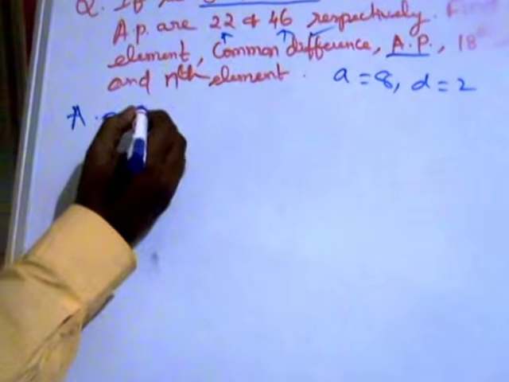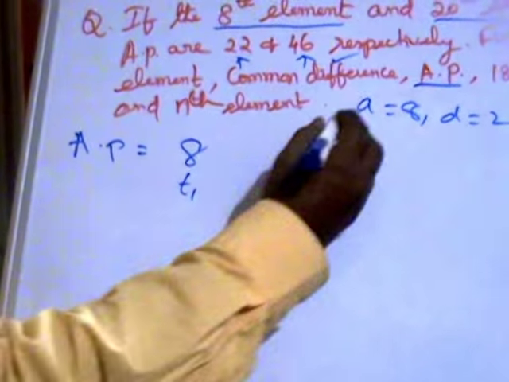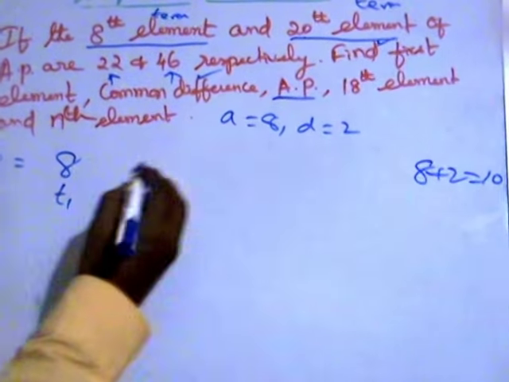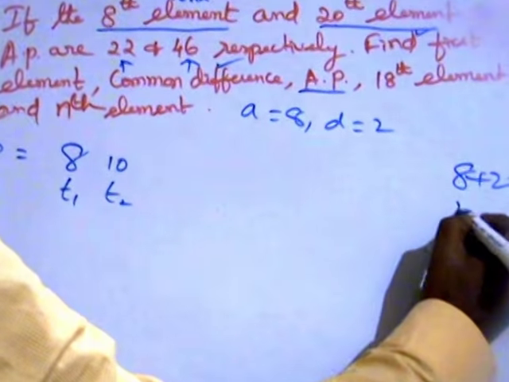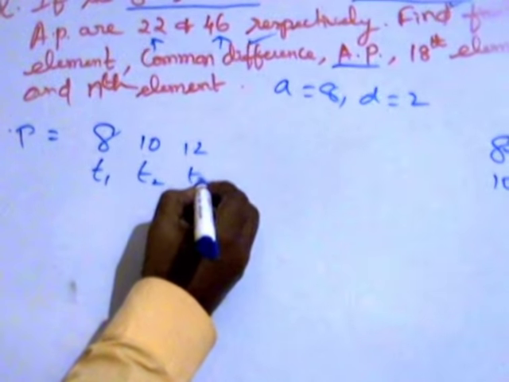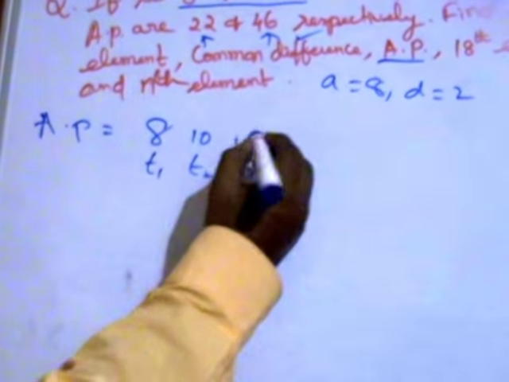Arithmetic progression is, you must write the first term 8. This is called term 1. To get term 2, add the common difference 2. We got what? 10. 8 plus 2 is 10, term 2. To get the third term, 10 plus 2 is what? 12. This is the third term. If you go on putting like this, the 8th term will be 22.